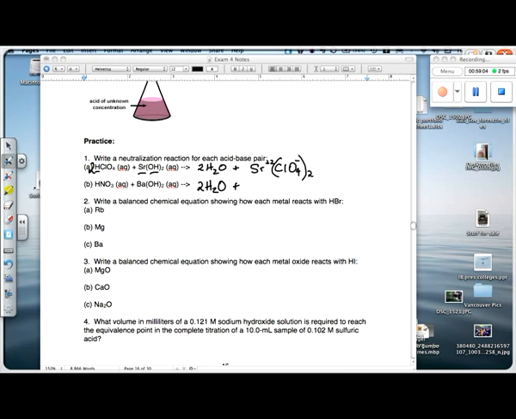Plus barium and nitrate. Back to charges. Barium is +2. Nitrate's -1. So I need two of those -1s, and I need two nitrates, hydrogen nitrates. All right, these three reactive metals in number 2 react with acids because they are above hydrogen.